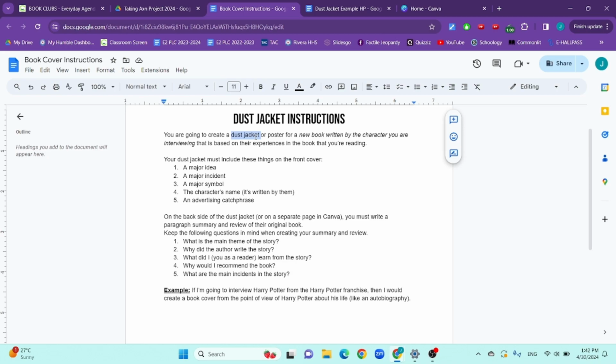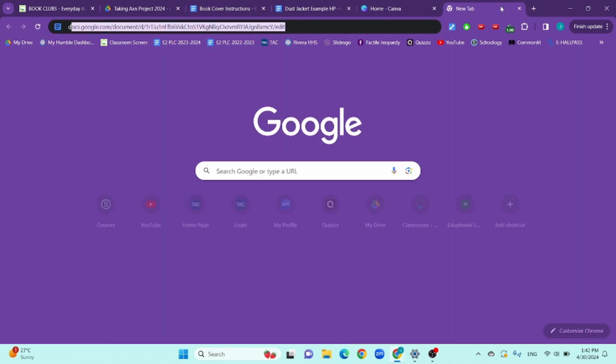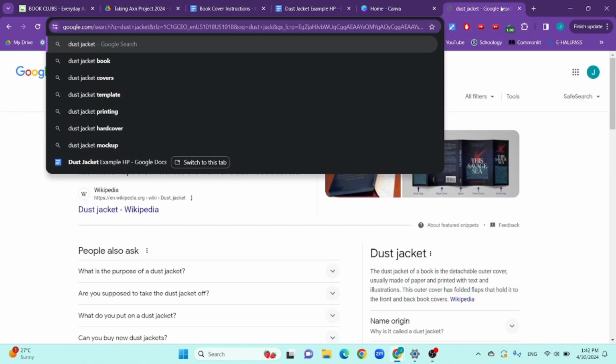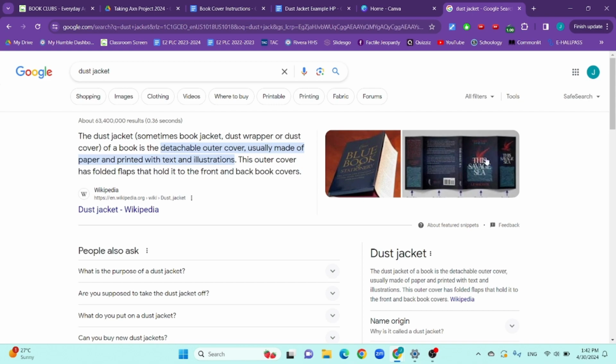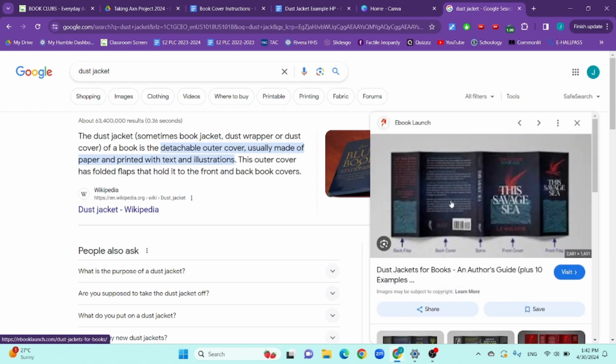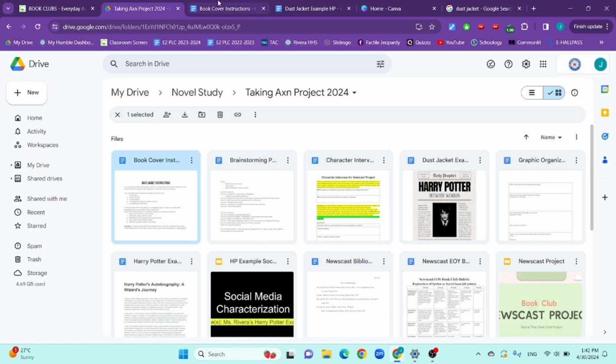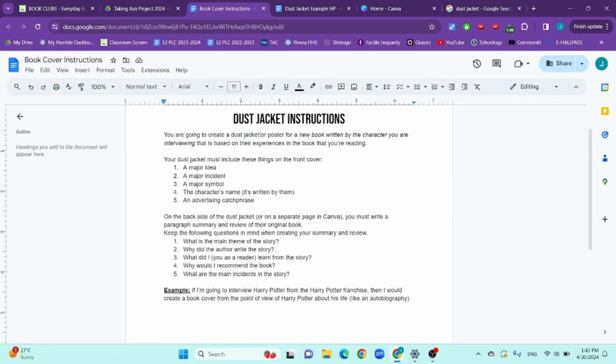Let me just actually look it up for y'all. It's this thing. This is the dust jacket. When I say dust jacket, it's kind of more like a poster or the cover for a new book written by the character you are interviewing. So we are inferring again what book your character would write about their life. It's going to be kind of like an autobiography.